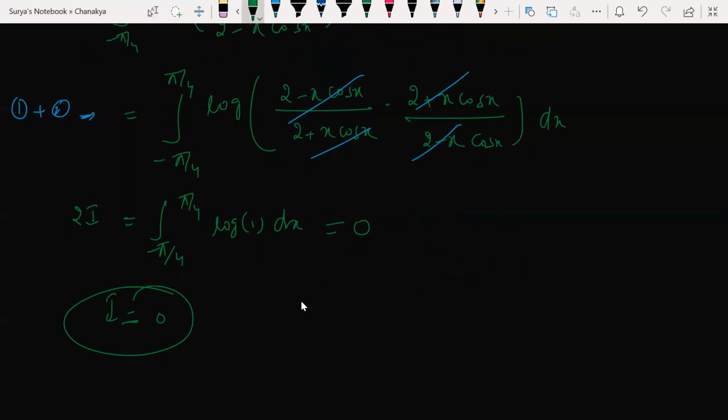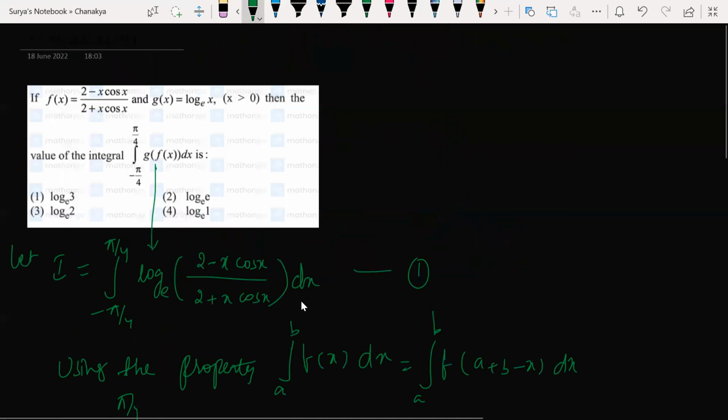I is equal to 0, or not? 0 can be written as log 1. I think the options he has given are in terms of log. Option 4 is correct.